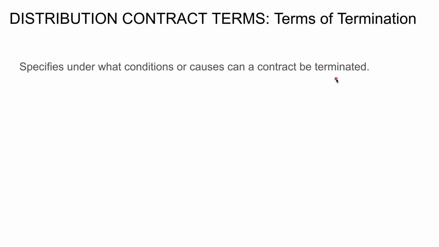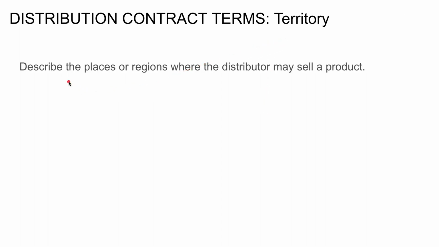So maybe, for example, going back to minimum sales quota, maybe the distributor doesn't do well selling. That might be a cause, a term for termination, a cause that might end the contract. Lastly is territory, and this describes the places or regions where the distributor may sell a product.